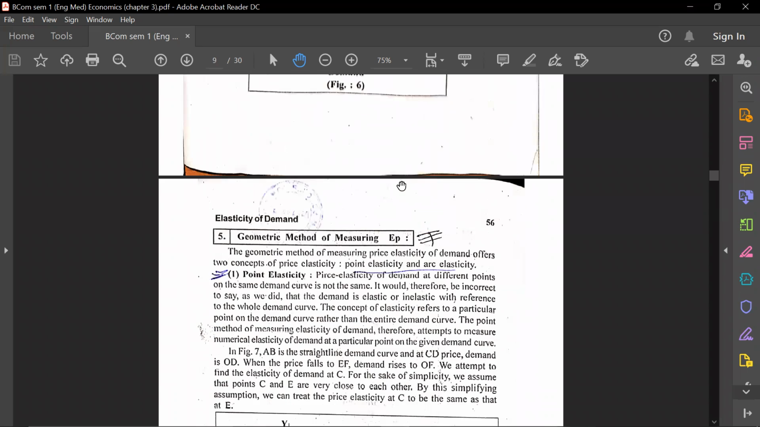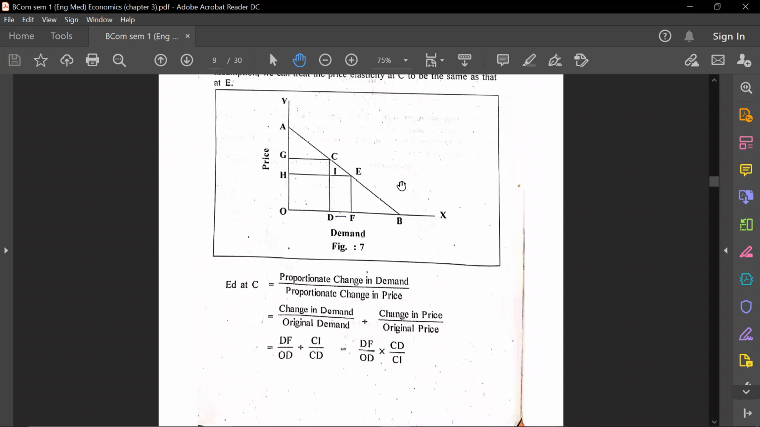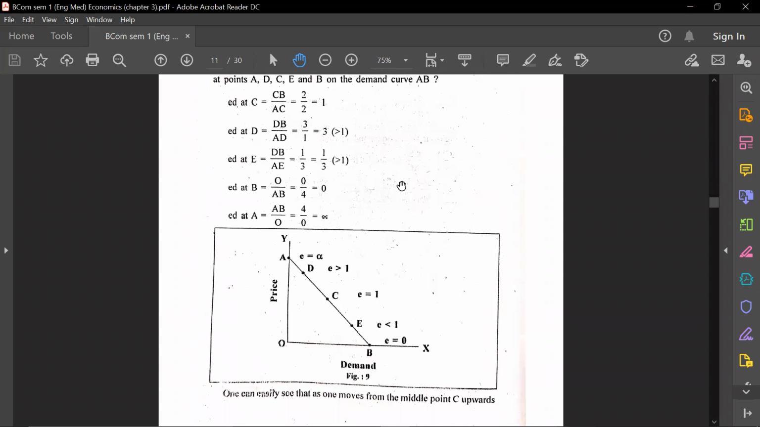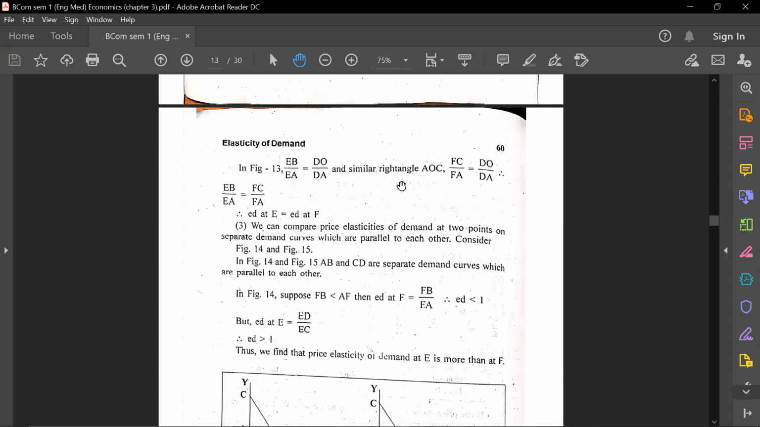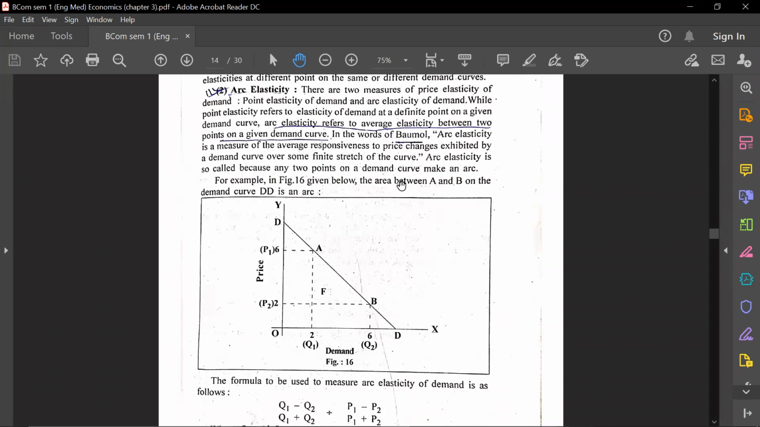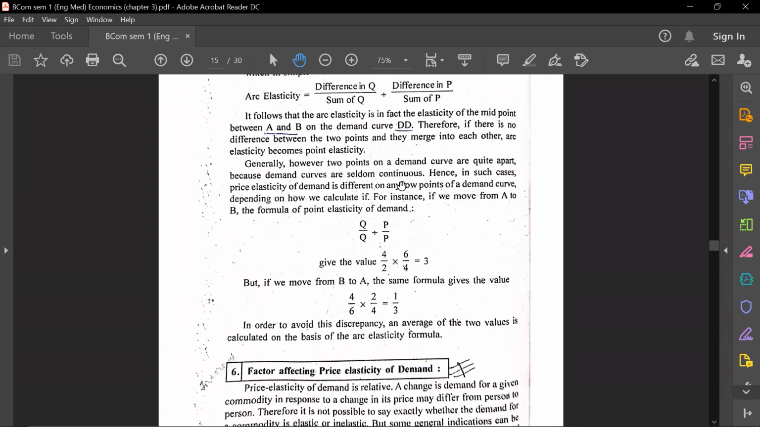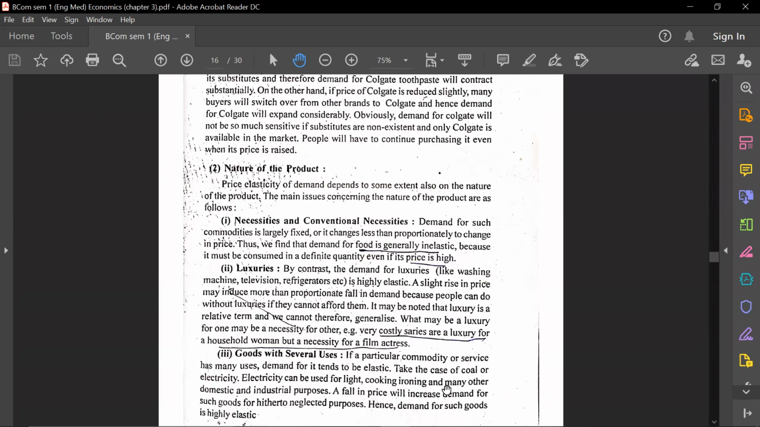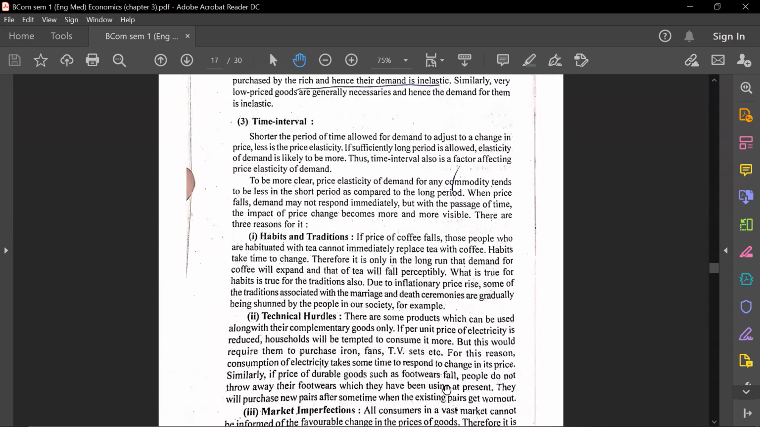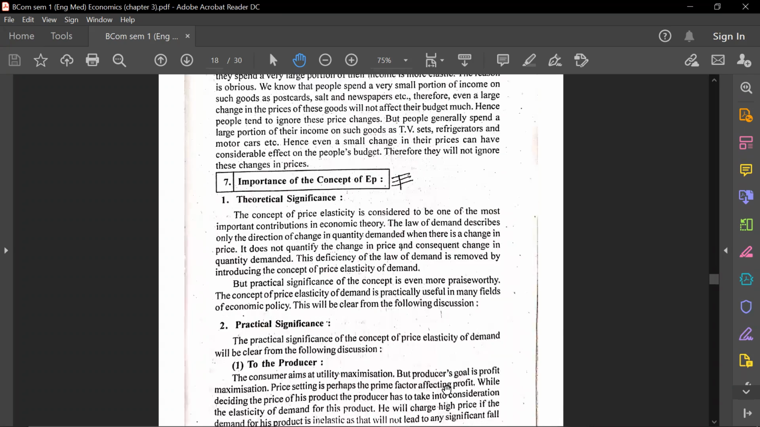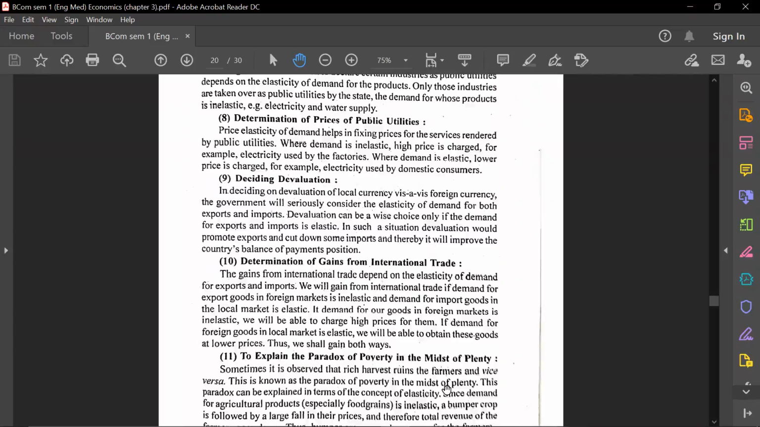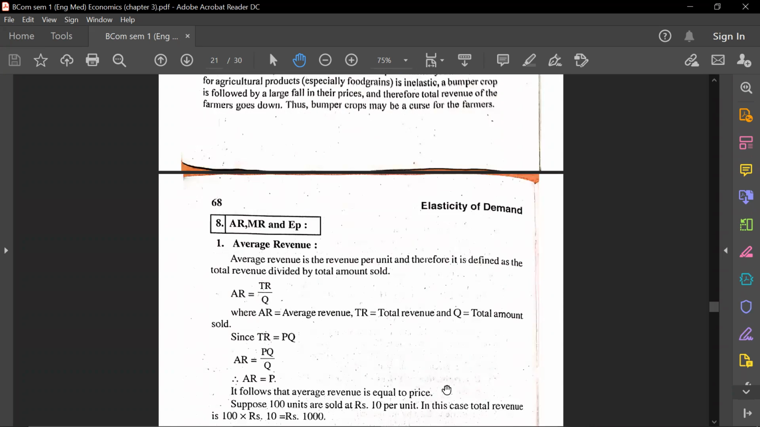Then we discussed the geometric method of price elasticity of demand. In that geometric method, we discussed point elasticity and arc elasticity. We also saw some graphical representations of different methods of price elasticity of demand. Then we discussed factors affecting price elasticity of demand. Then we discussed the importance of the concept of price elasticity of demand.